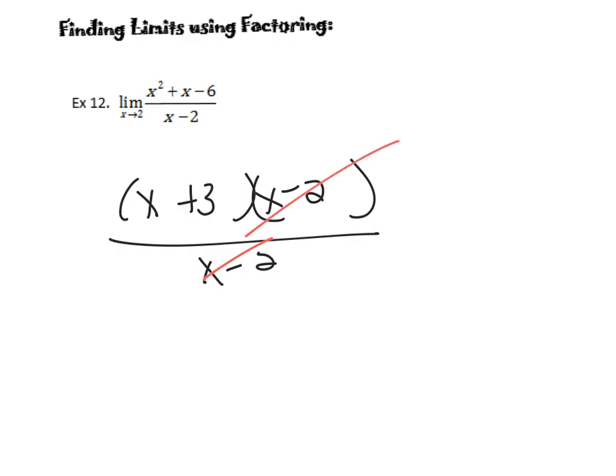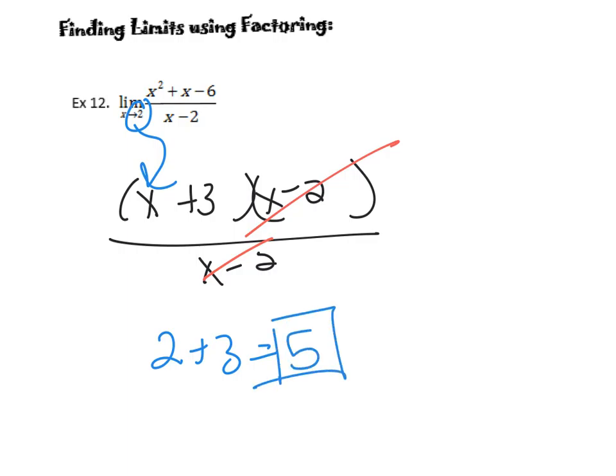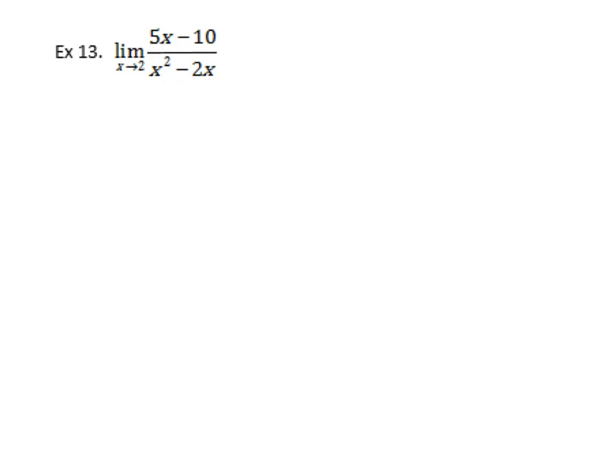And as long as these cancel, that basically means that you had a hole in that. So you're basically approaching a hole from the left and the right. You're going to plug the 2 into what's left. 2 plus 3 gives me 5. So my limit is 5. So basically you would have a hole in your equation at (2, 5), and from the left and the right, you'd be approaching 5. Okay, next one.